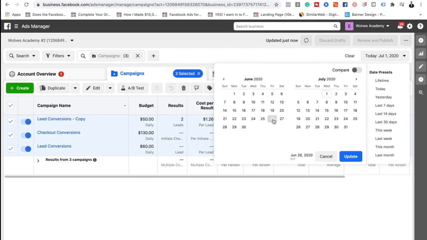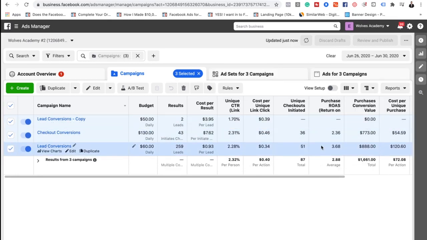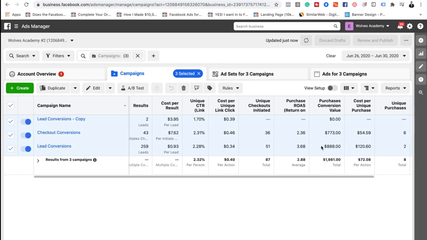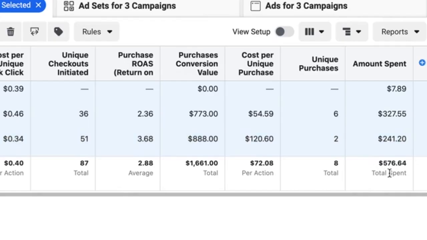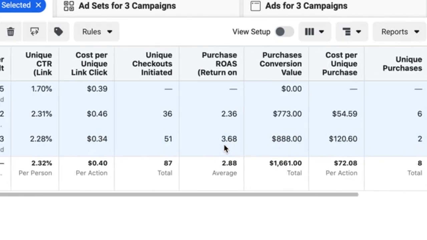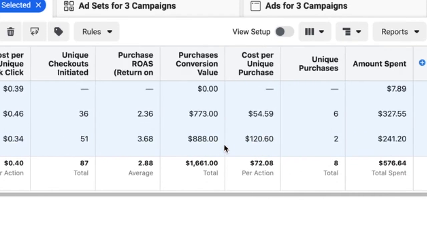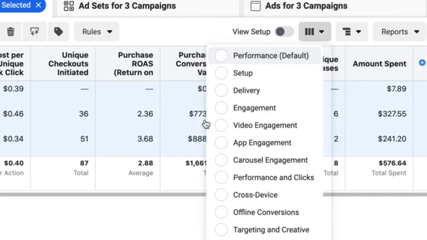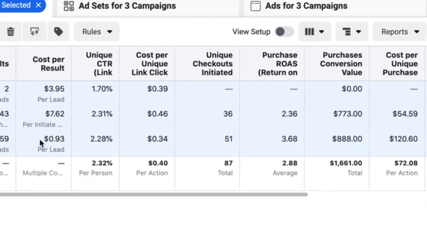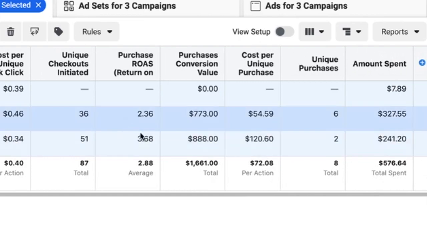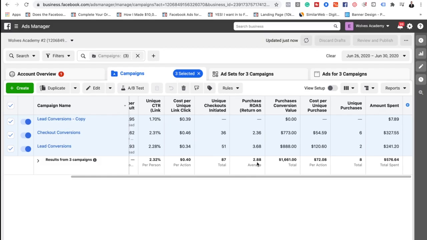So I'm just gonna go ahead and look at the data from the last, let's go back here, from the 26th to the 30th, which is 1, 2, 3, 4, 5 days. From the last 5 days, we've spent $576.64. We've made $1,661, and our current campaign return on investment, if we go to default tracking, right, our ROI, or return on ad spend, is 2.88. So we're almost getting a 3x return on ad spend, which is pretty good, right?